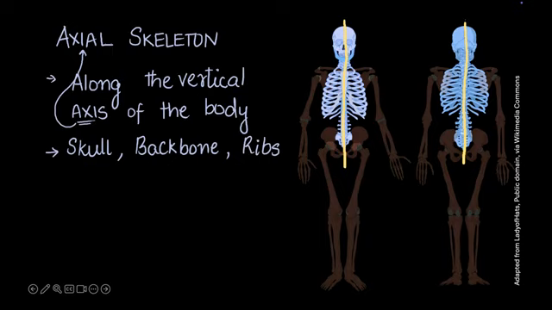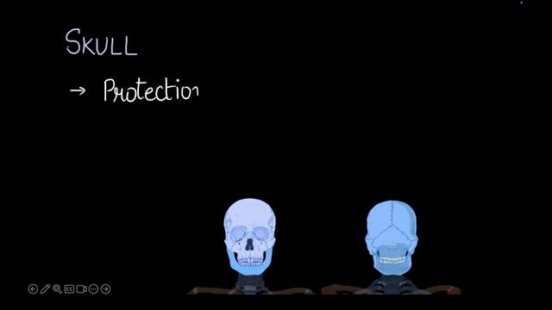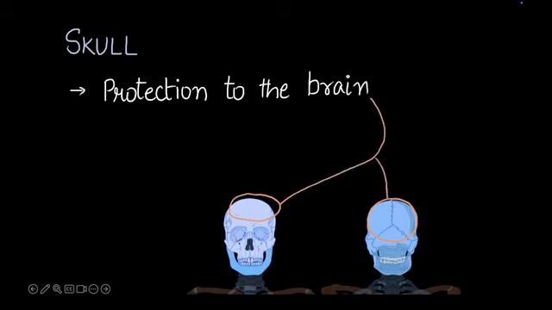Okay, let's get into each of these bones one by one. Let's start with the skull. So here's the skull. The skull's primary purpose is to protect the brain. So we have these bones to protect the brain from any damage. There are precisely 8 bones that do this job, and they are called the cranium.